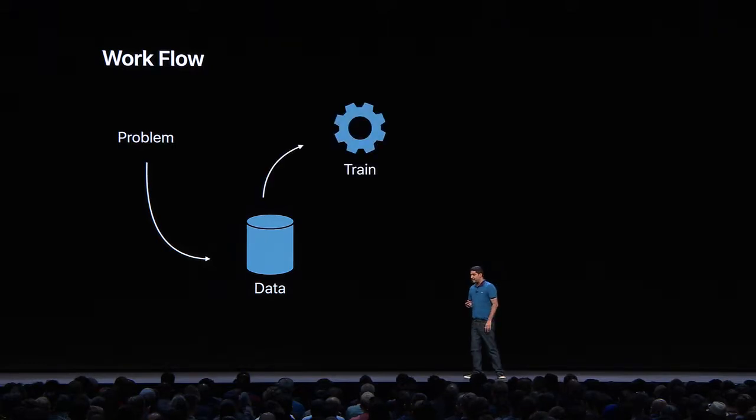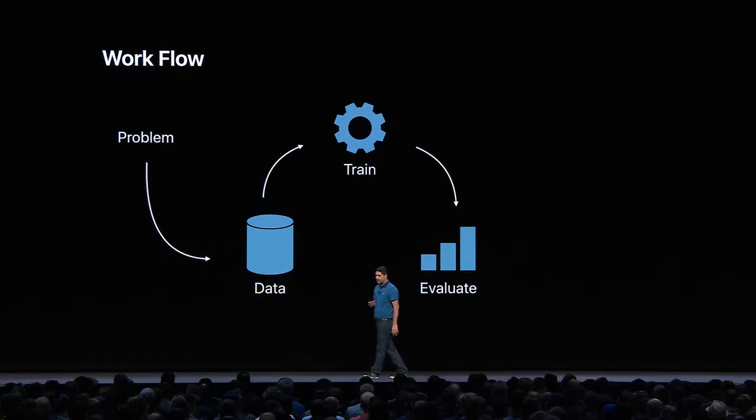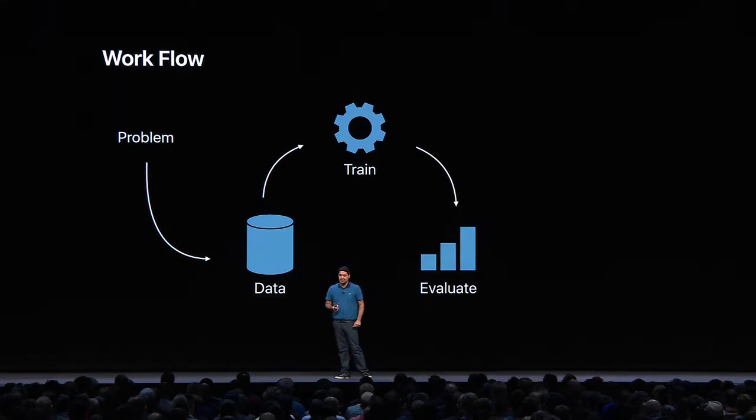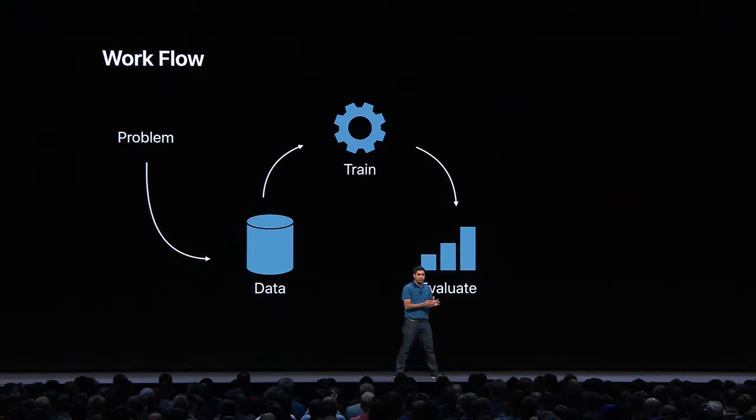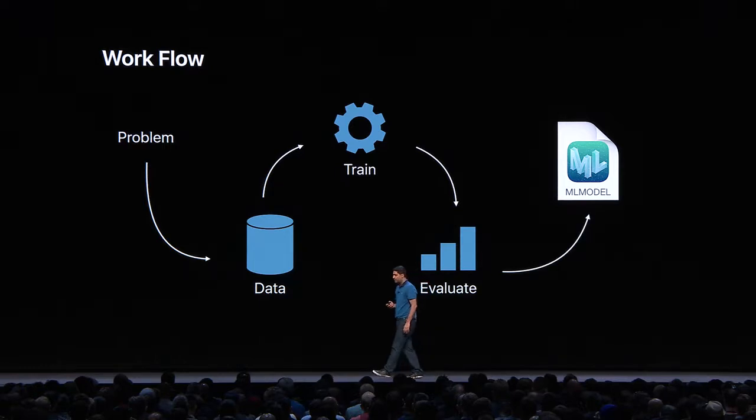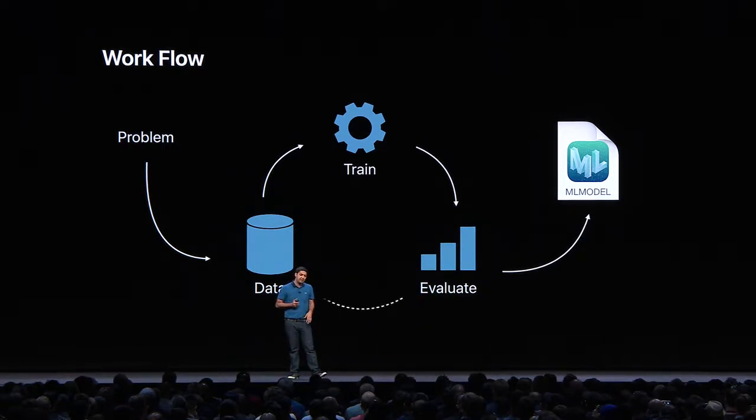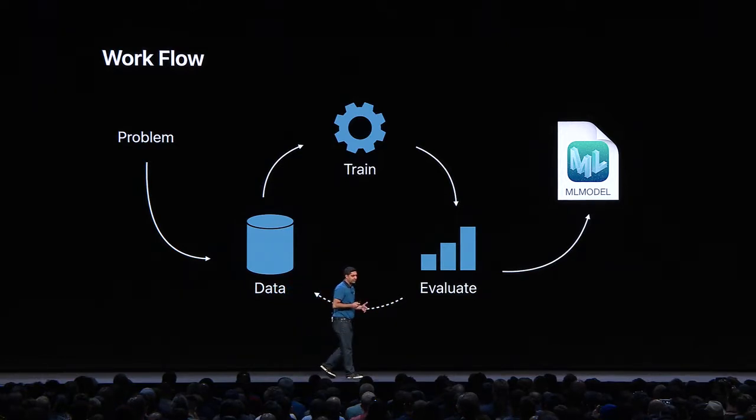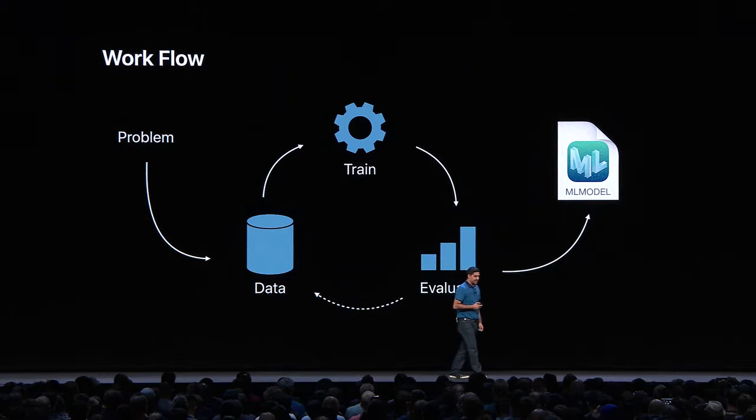Then you train your model. Finally, an important step here is to evaluate this model. The model evaluation is done on a separate holdout set. If you're happy, you write out the ML model. But let's just say the results are not good. You should either retrain your model with different parameters, or you collect more data.